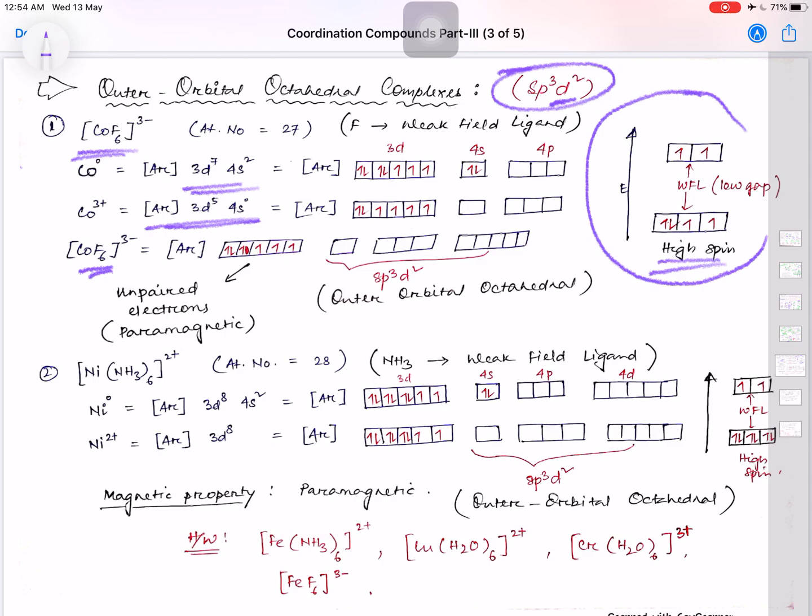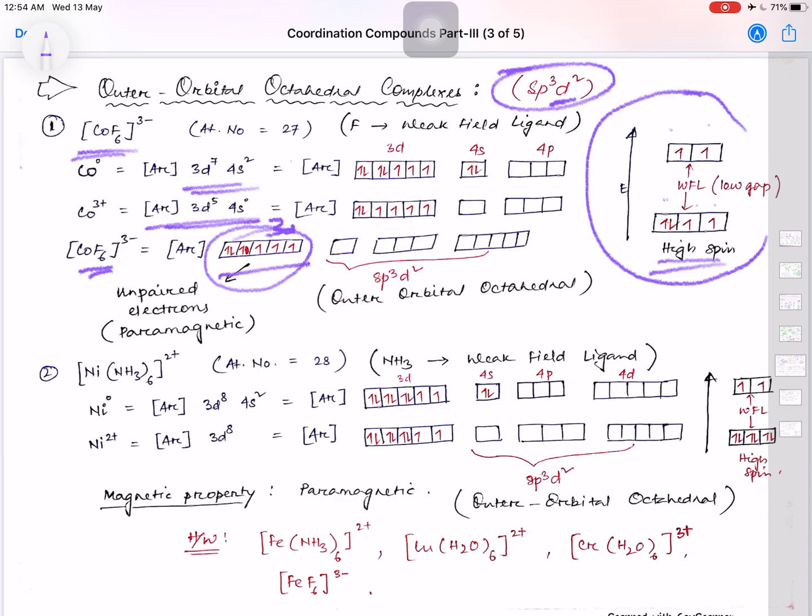So filling of electrons will be like this: 1, 2, 3 in the t2g, then 4, 5 in the eg, and again 1 left, so it will come in the t2g level. So we'll get this type of configuration, 6 electrons in the 3d orbitals. Now see, all these 3d orbitals have at least one electron.